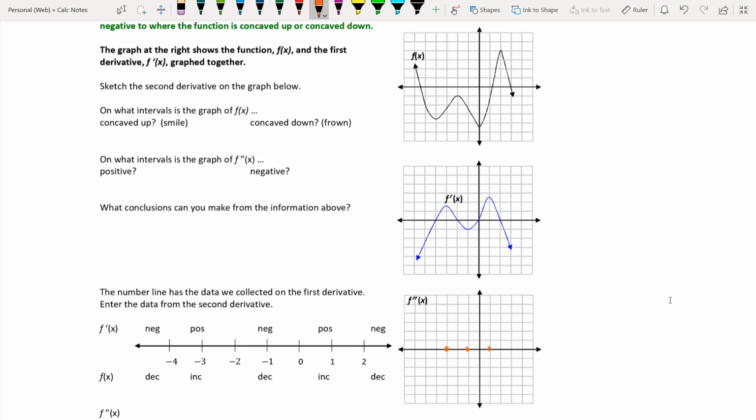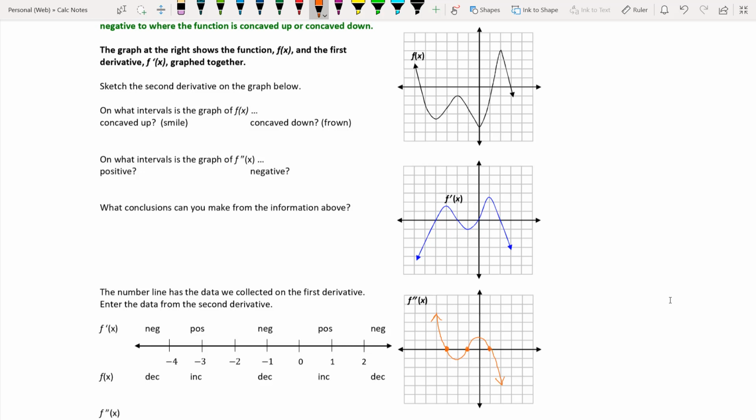So my derivative, the blue graph, goes increasing, which means my second derivative is positive. Then my derivative goes to decreasing, so my second derivative would be negative. Then my derivative from -1 to 1 is increasing, so my second derivative is positive. And then from 1 to infinity, it's decreasing, so my second derivative would be negative. Okay? So that was the first thing we wanted.